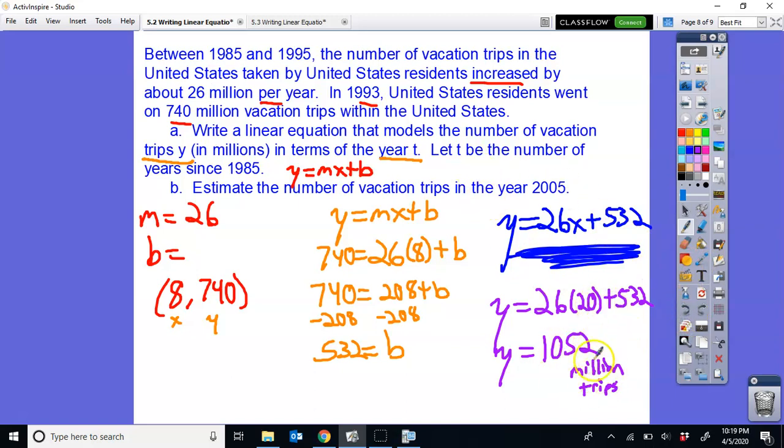So this estimation, this prediction, might actually be a little bit off from what really happened in real life, because this equation was really only good for a limited amount of time. And think about this. There's one particular event that would actually screw this number up big time, since 2005 happened after a very, very important event in our country's history.